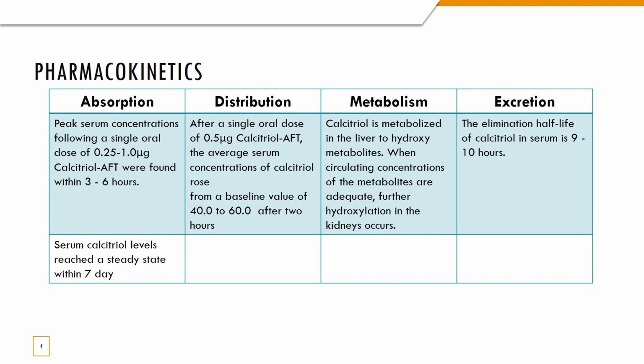For its metabolism, calcitriol is metabolized in the liver to hydroxy metabolites. When circulating concentrations of the metabolites are adequate, further hydroxylation in the kidney occurs. For the excretion, the half-life of calcitriol is 9 to 10 hours.